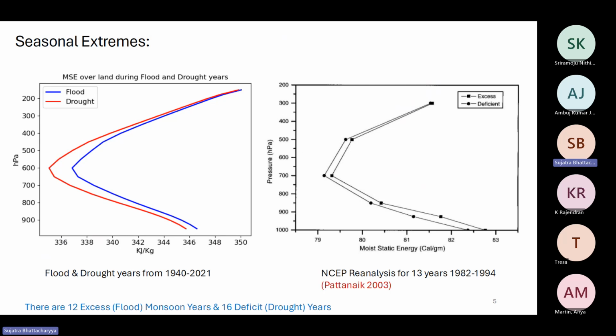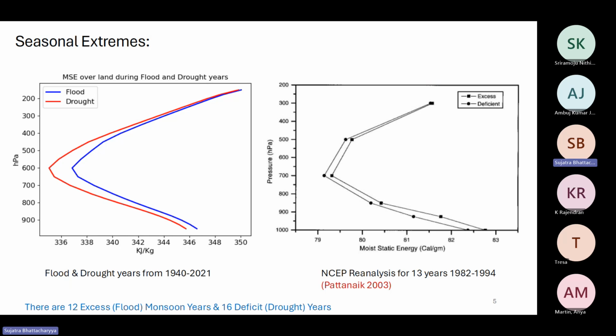And the seasonal average means the June to September average, which is the monsoon period, which we define. And the temporal variations in the seasonal average can be only the interannual variability, like year-to-year variations. And the way we see the variations of the moist static energy is to categorize some excess monsoon years and some deficit monsoon years, like flood years and drought years. And let us look at the moist static energy over the Indian land region during these flood and drought years.